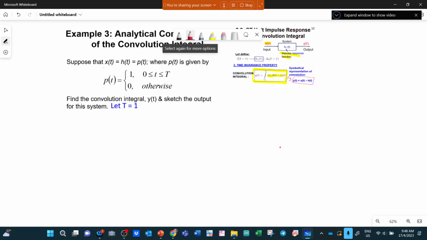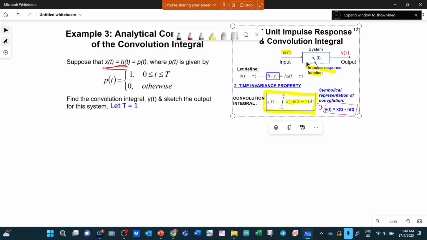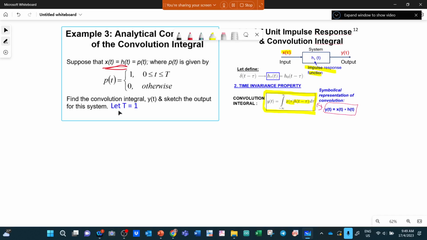So what does it mean? You have to understand what x(t) and h(t) are. You need to refer to the block diagram that you have learned before. In this block diagram, h(t) is the system and x(t) is the input. The question asks to find the convolution integral y(t). So y(t) is the output that we want to find, and sketch the output for the system, let T equal to 1.